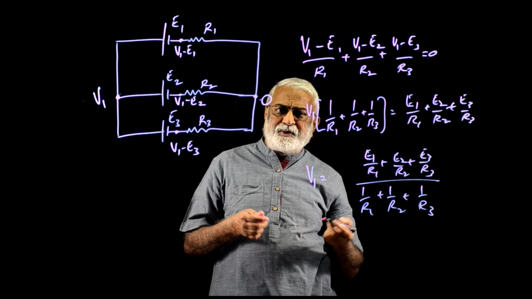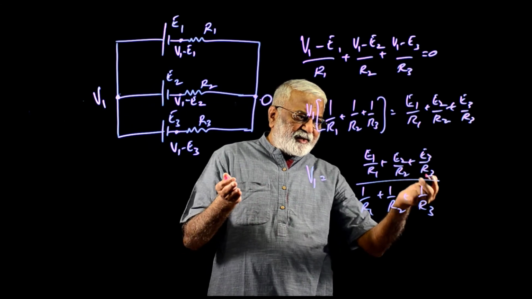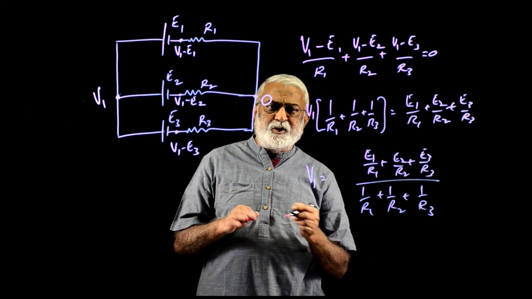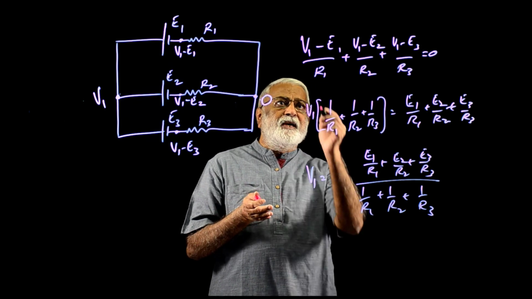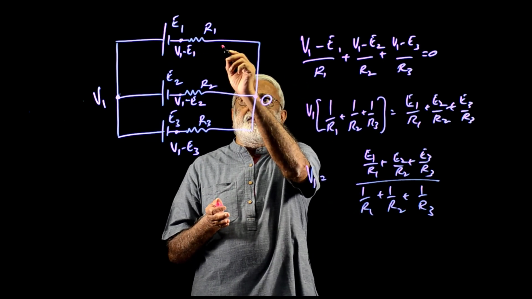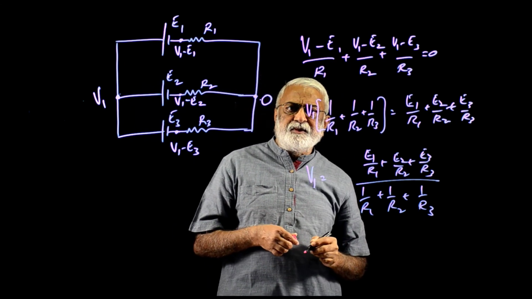That's an interesting result. So anyway, this is a nice way of solving circuits, assuming potentials rather than assuming currents. Once you have the potentials, you can go back and find the current in each of the branches. This current is V1 minus E1 by R1, and so on and so forth.